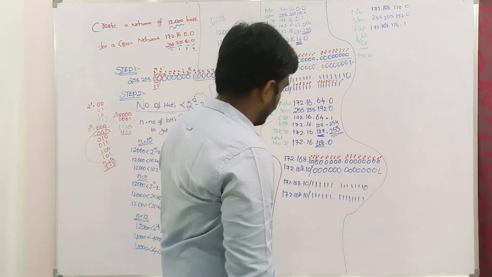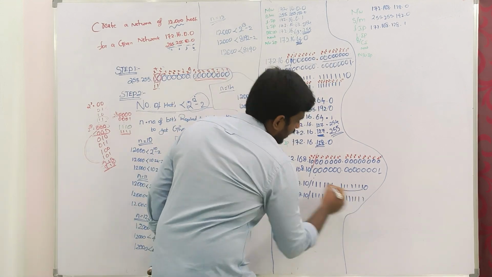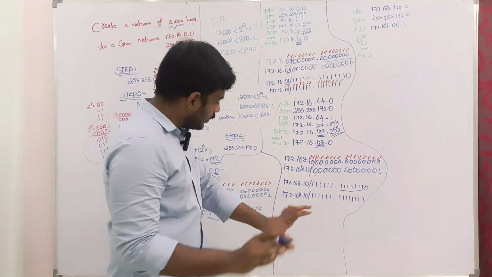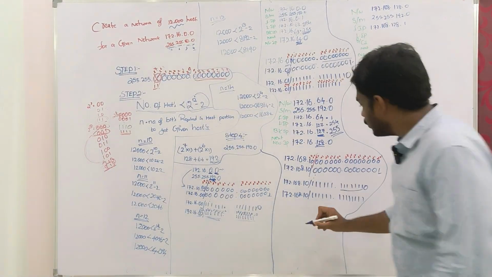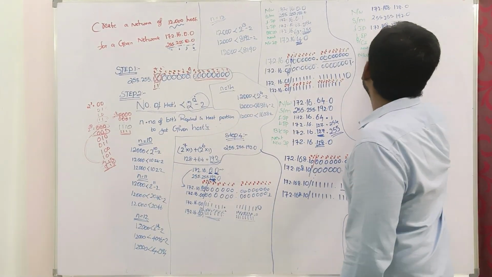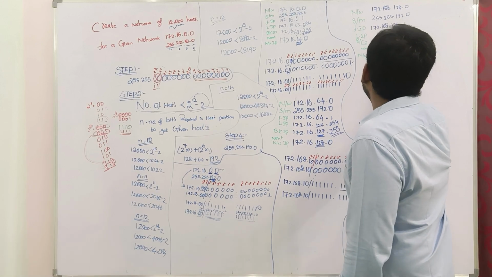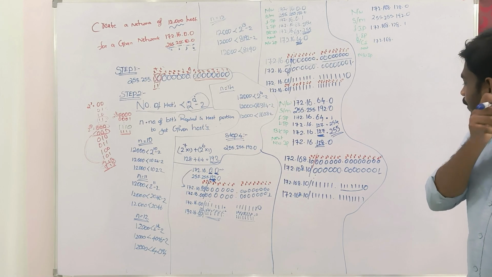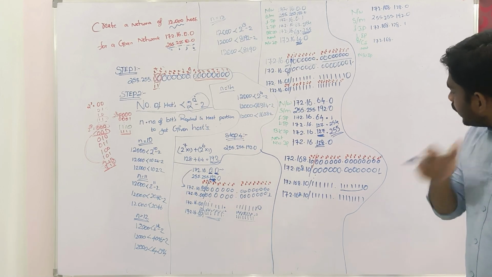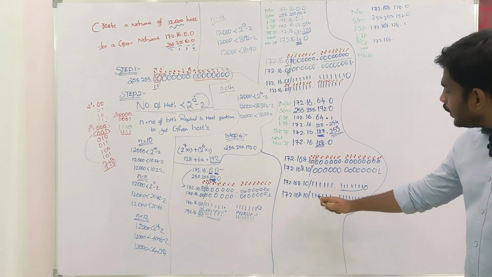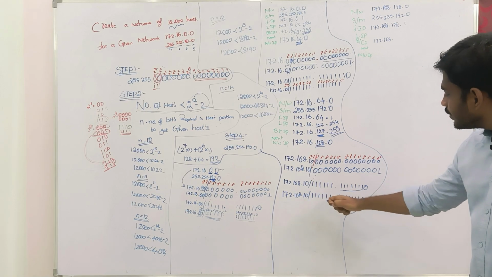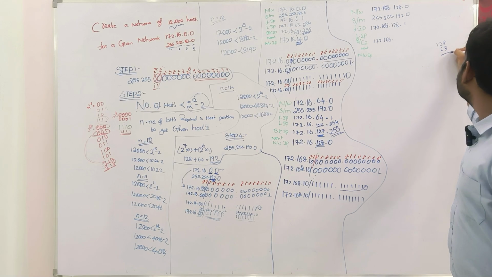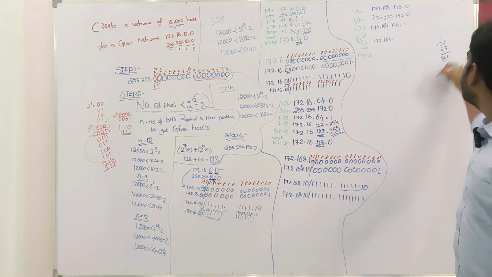What is the last IP? First find the broadcast IP. So 172.168. What is the broadcast IP now? The broadcast IP here is 128, and this one is 63. 128 plus 63 is 191.